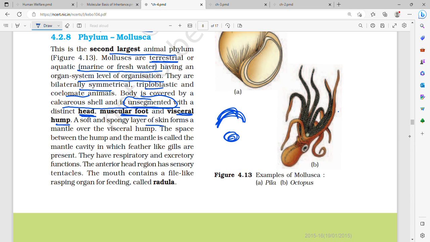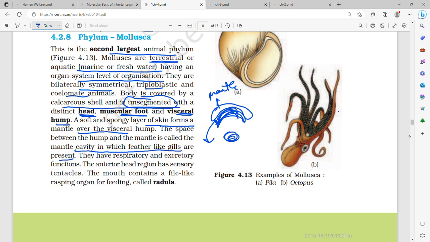A soft spongy layer of skin forms a mantle over the visceral hump. The space between the visceral hump and the mantle is called the mantle cavity, in which feather-like gills are present.